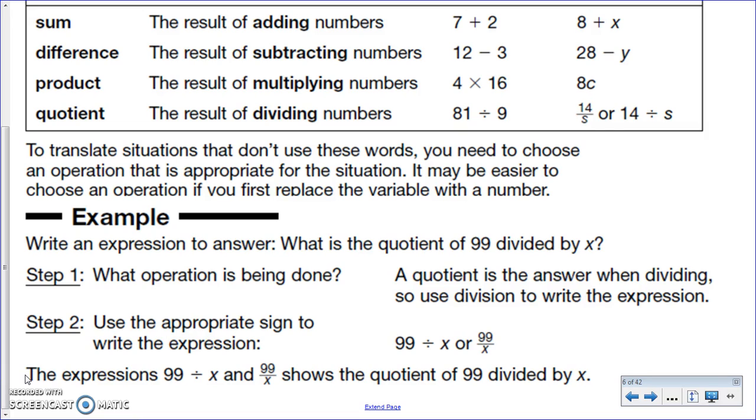Step 2, use the appropriate sign to write the expression. 99 divided by x, or as a fraction. Same way, it's just in fraction form, so 99 divided by x again. So these expressions show the quotient of 99 divided by x. You're not actually solving these, we're just writing the expressions so that if we were given a number to plug in, we could find an answer.